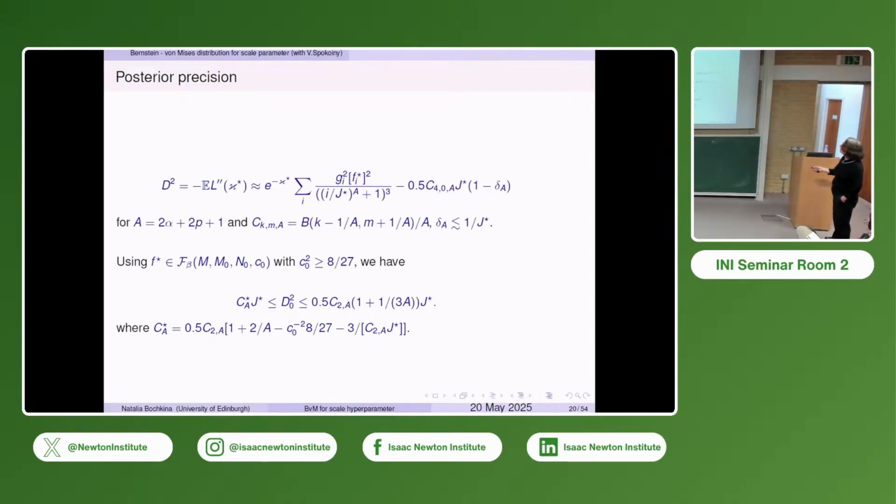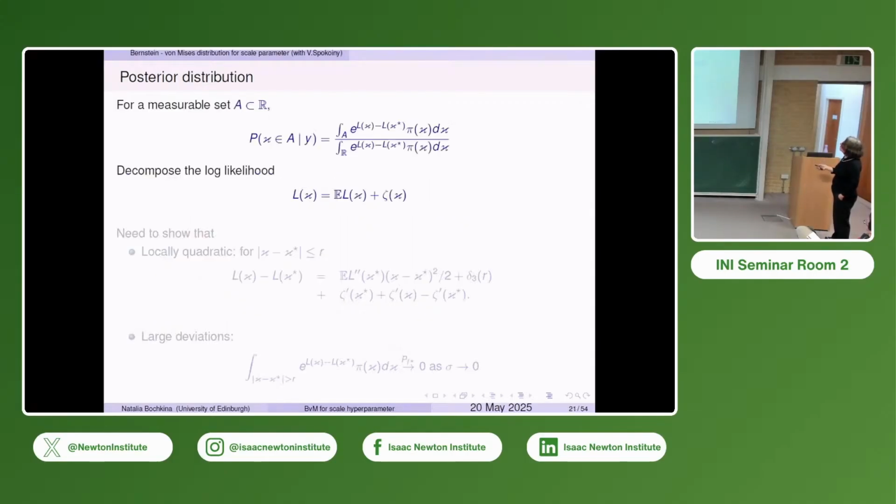Otherwise, it's sort of half of, well, this is a little bit. So anyway, they are sort of close to each other. It's up to constant, but they are of order J star, right? So then the next question would be to find the Fisher information, see if it's of the same order.